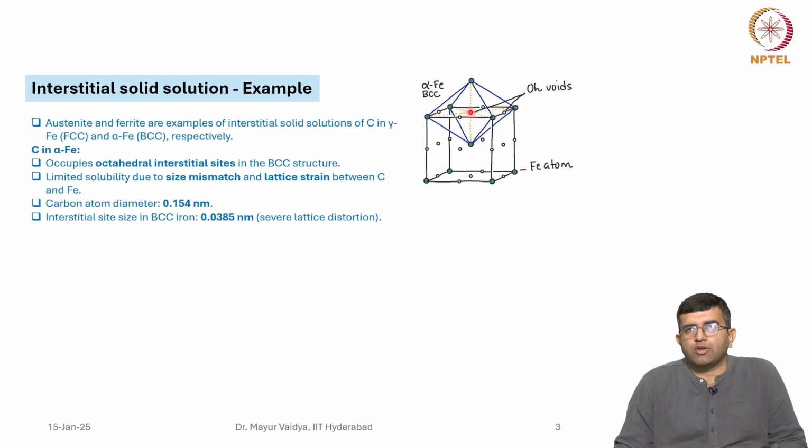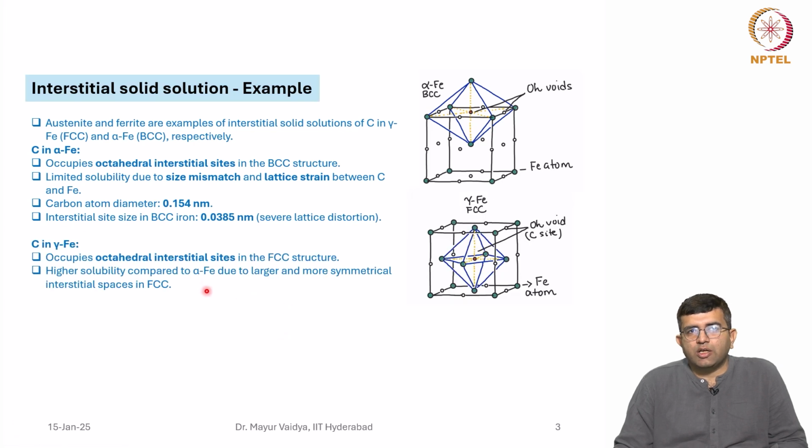So, this is the octahedral void, and there is a limited solubility because the incorporation here causes a strain between carbon and iron. You can see that the carbon atom diameter is 0.15 nanometer, whereas the interstitial site size in BCC iron is 0.0385 nanometer. So, there is a lot of distortion that happens even though you call carbon a smaller atom.